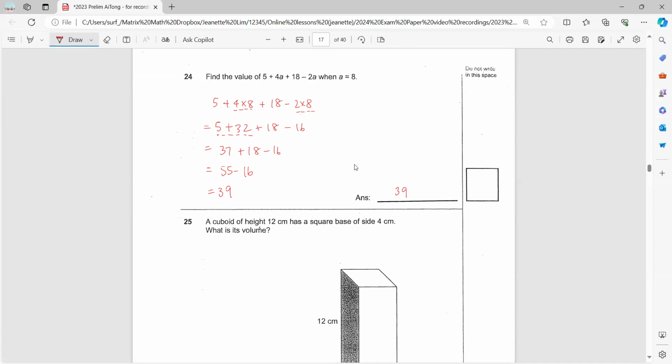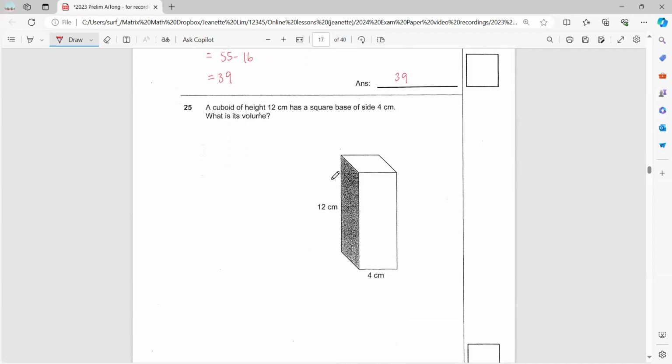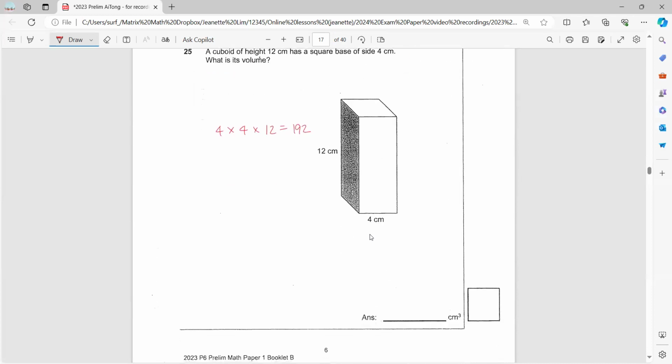25. A cuboid of height 12 cm has a square base of 4 cm. What is its volume? Volume is length times breadth times height. Length and breadth is the same since it's a square base. So 4 times 4. Height is 12. So 4 times 4 times 12, which is 192. Okay, so answer 192 cubic cm.